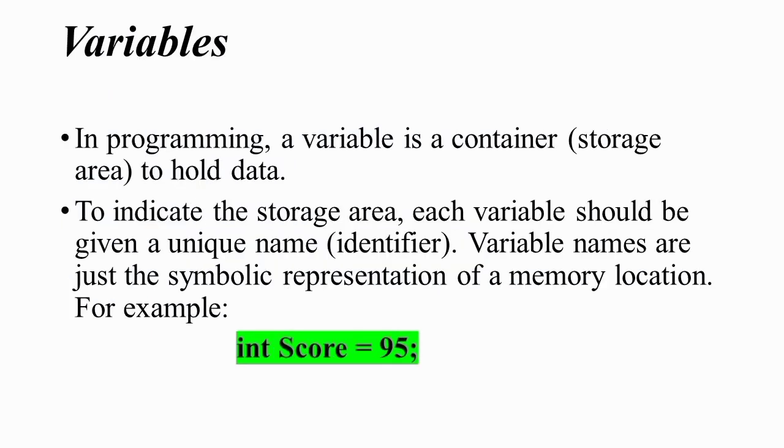In programming, a variable is a container, that is, a storage area, to hold data. To indicate a storage area, each variable should be given a unique name or an identifier. Variable names are just the symbolic representation of a memory location. For example, int score = 95. Here, score is a variable of int type. Here, the variable is assigned an integer value 95. The value of a variable can be changed, hence the name variable.